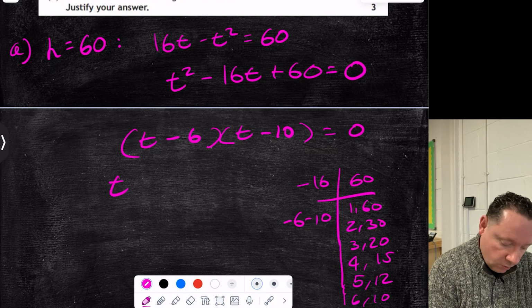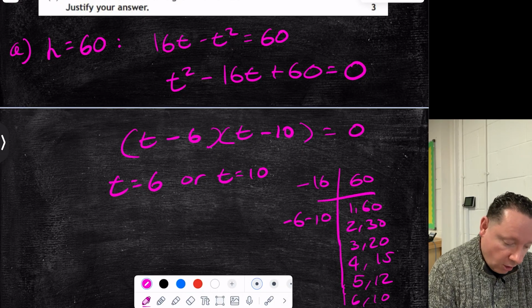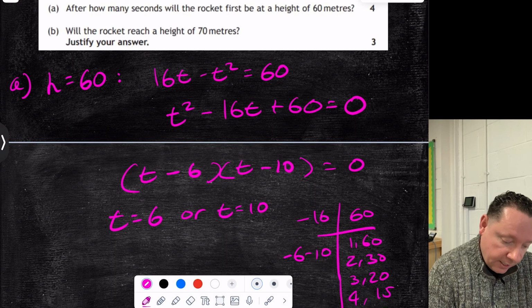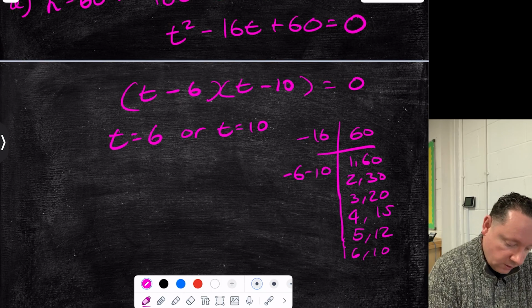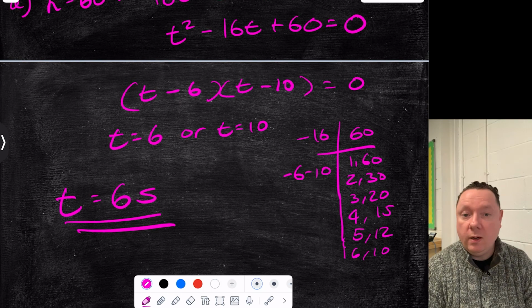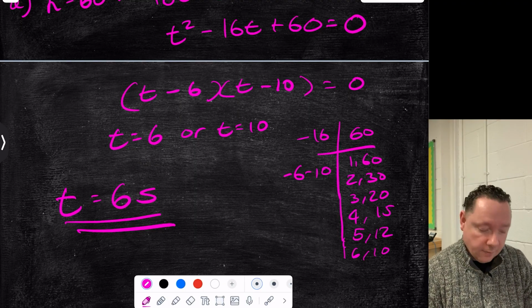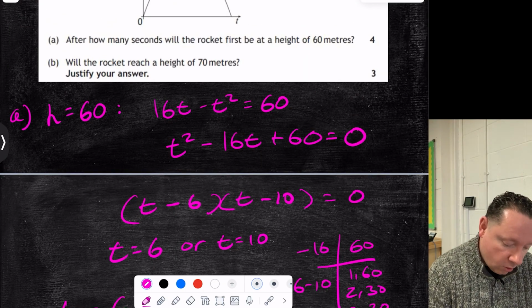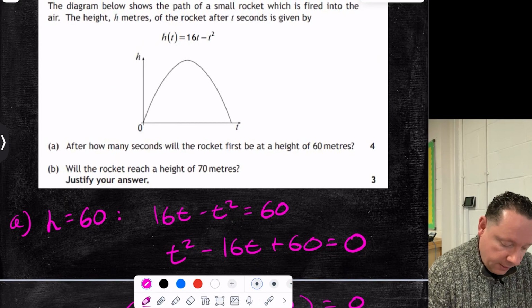That means that t equals 6 or t equals 10. So after how many seconds will it first be at a height of 60? The first one's 6, so our answer is t equals 6 seconds, and we're done there. So we highlight it and underline it. It now says, will the rocket reach a height of 70 metres?